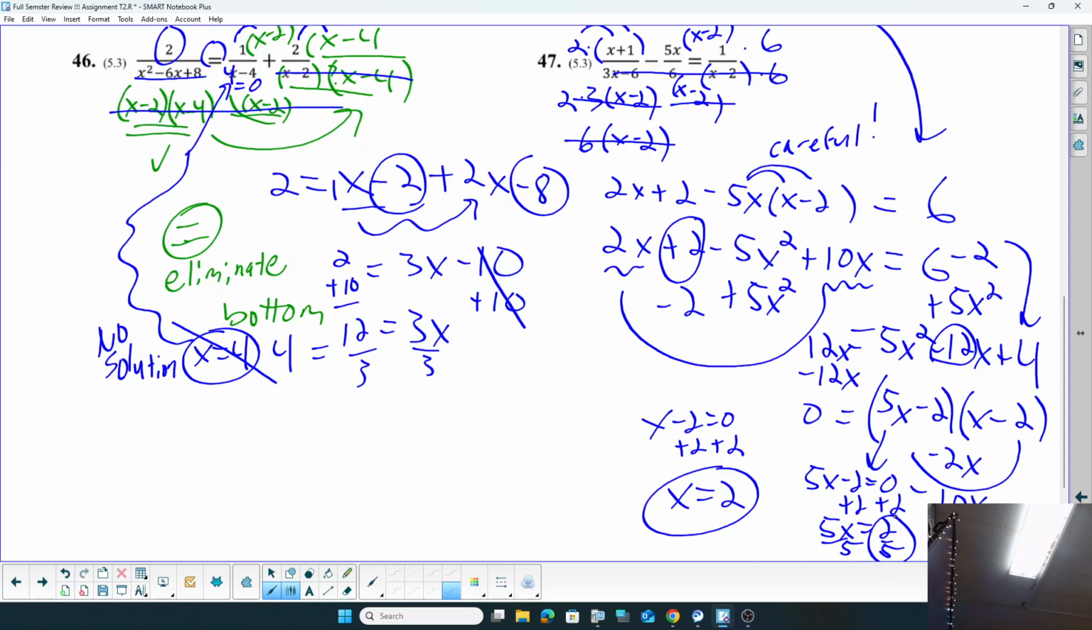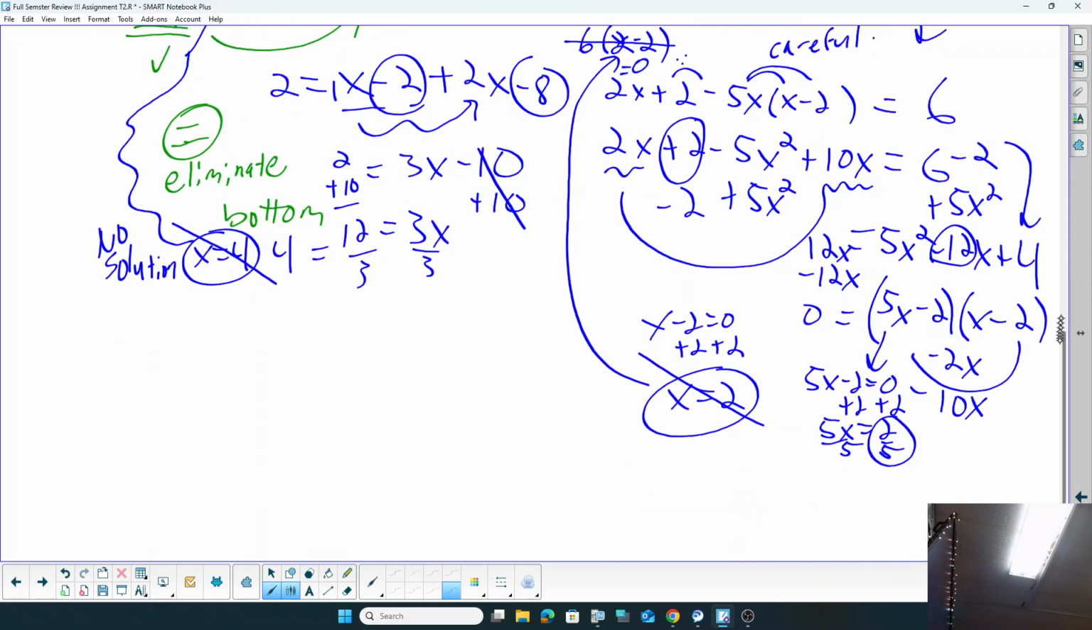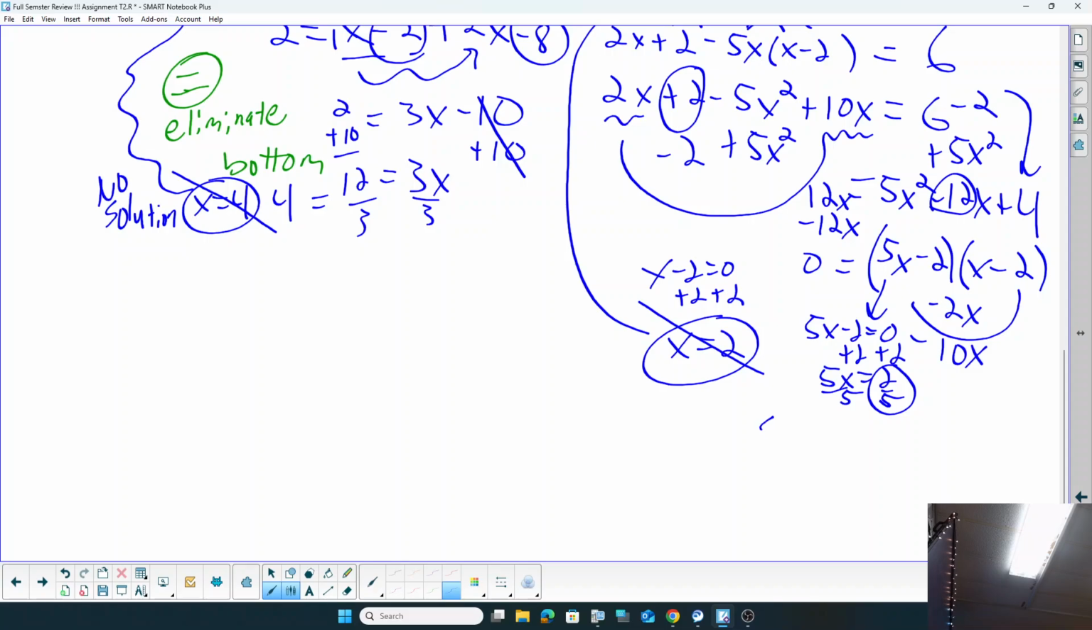Oh no, check the restrictions! 2 minus 2 equals 0, so that one doesn't work, but definitely 2/5. How do we do that again? Let me show you one more time. We added 2 to the other side, and so we got 5x is equal to 2. And then we divided by 5. 2/5 is our answer. Woo!